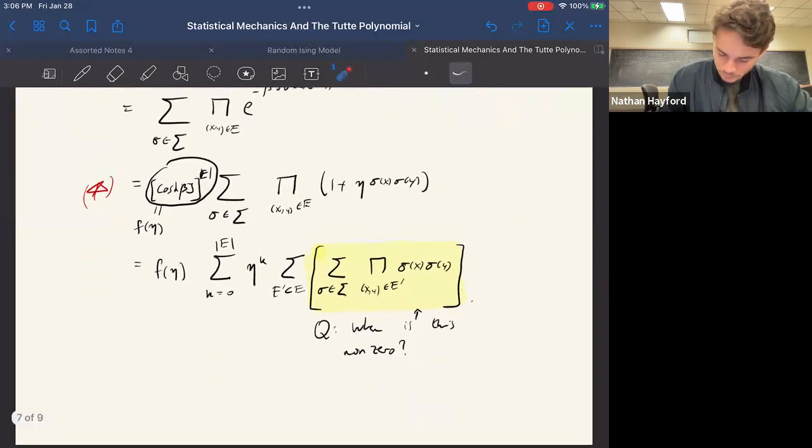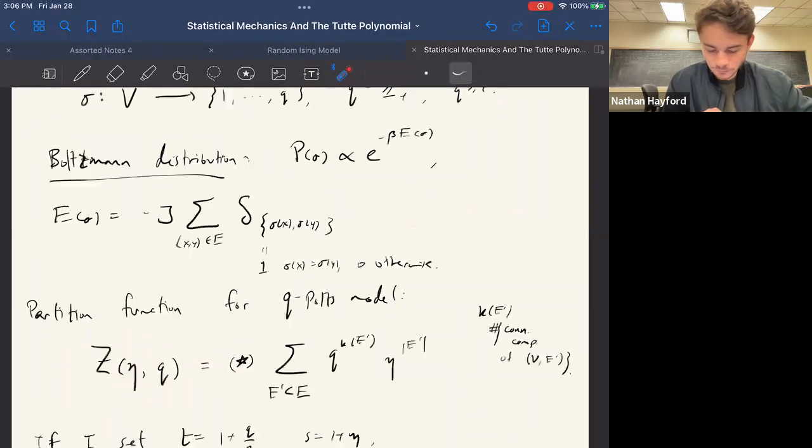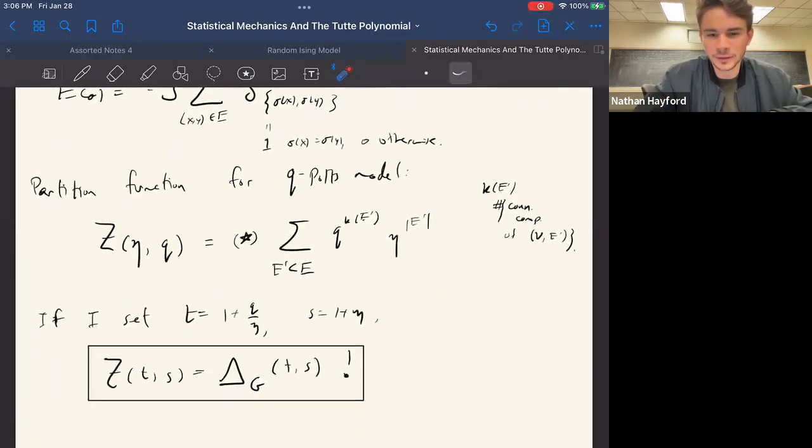This is due to those people I listed before. I don't know if I wrote their names. Fisher, Kasteleyn, and Temperley. So computationally speaking, that's another advantage of this, if you want to call it that.